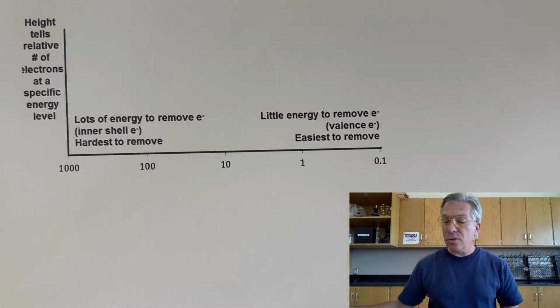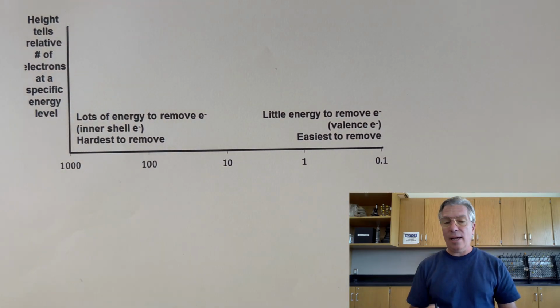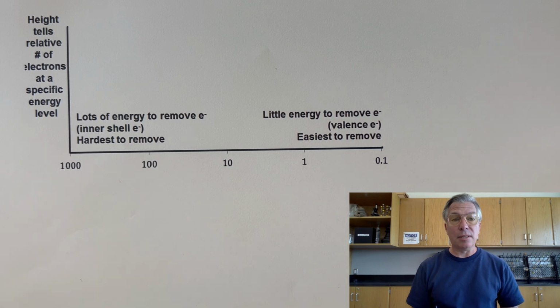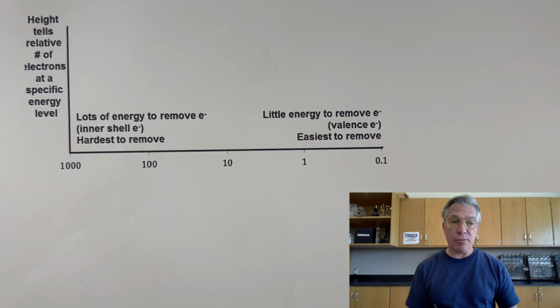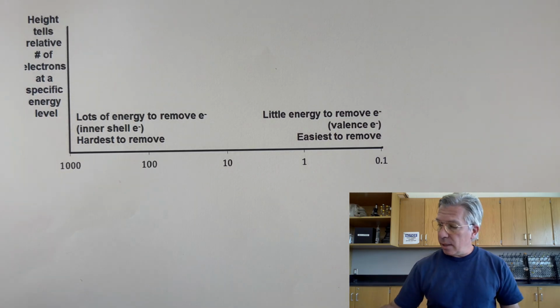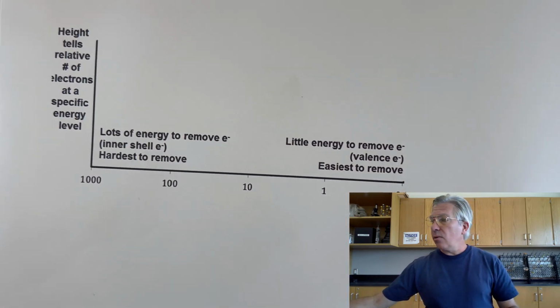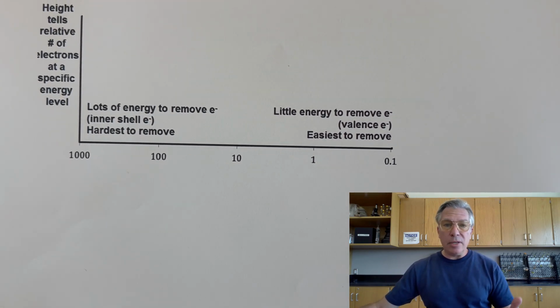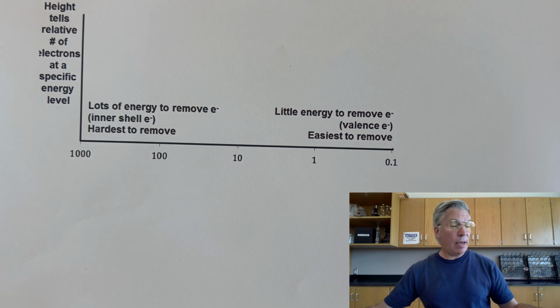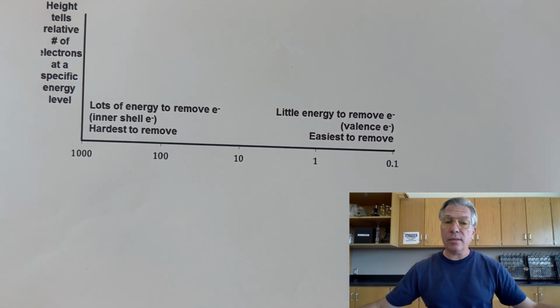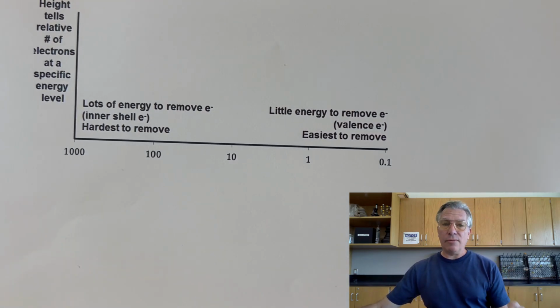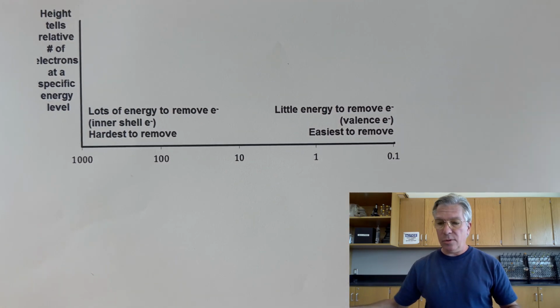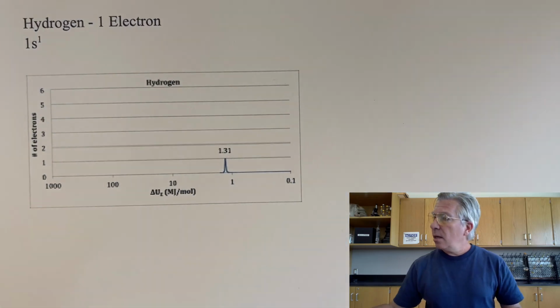The height tells you the relative number of electrons at a specific energy level, or in a specific orbital or subshell, like 1s or the 2p's or the 3p's or something like that. All right, and there's our axis again. Now what I want to do, I want to start with the easiest element, hydrogen, and just build up to heavier and heavier elements with more and more electrons, so that you can see the patterns develop in these photoelectron spectra. So let's start with hydrogen.